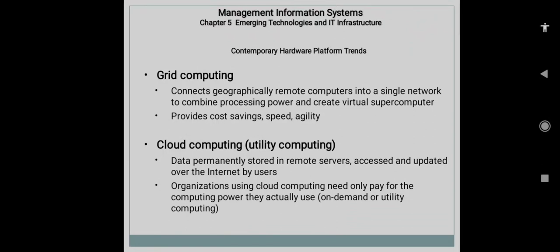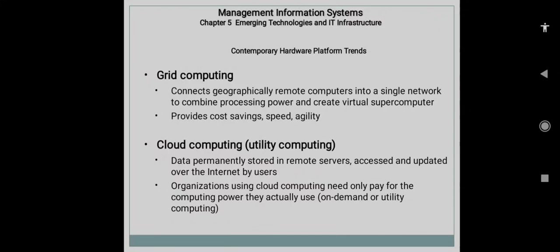Grid computing connects geographically remote computers into a single network to combine processing power and create a virtual supercomputer, providing cost savings, speed, and agility. Cloud computing is where data is permanently stored in remote servers, accessed and updated over the internet by users. Organizations using cloud computing need only pay for the computing power they actually use. Both grid computing and cloud computing allow organizations to optimize their use of resources in new ways.